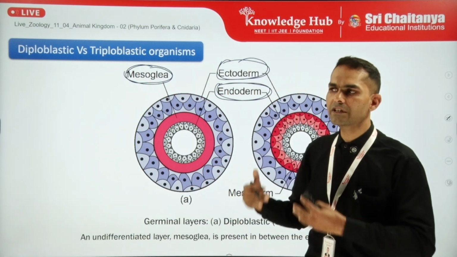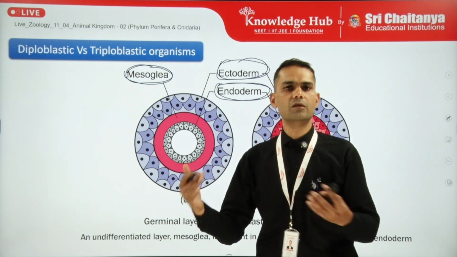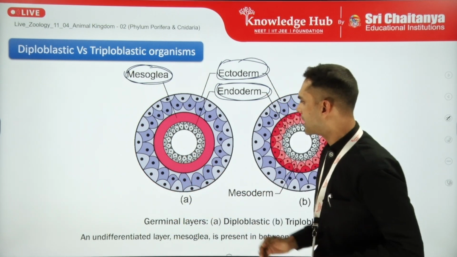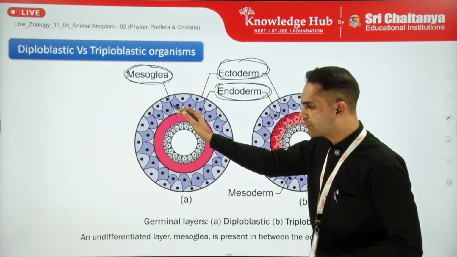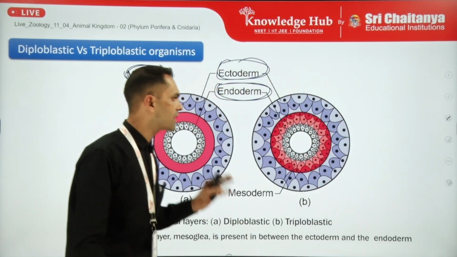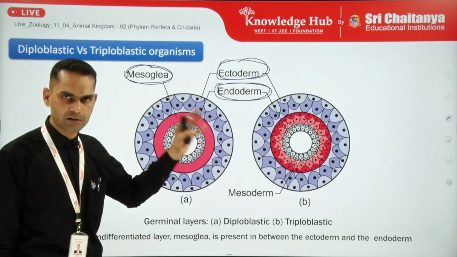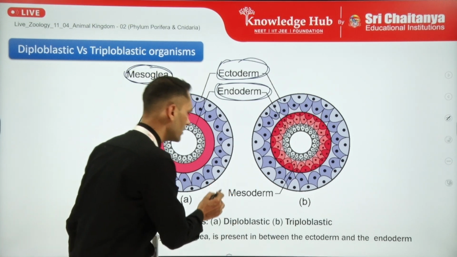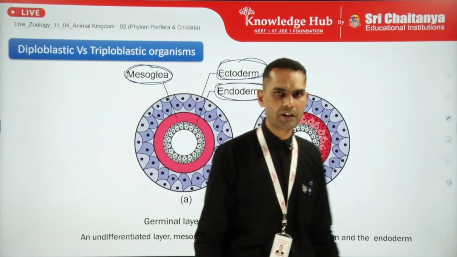So we will see in which type of organism the role of mesoglea is particular, right? In diploblastic organisms we will have mesoglea, but in triploblastic, instead of mesoglea, we will have a proper third germ layer, which is the mesoderm. So this is the diagrammatic representation.